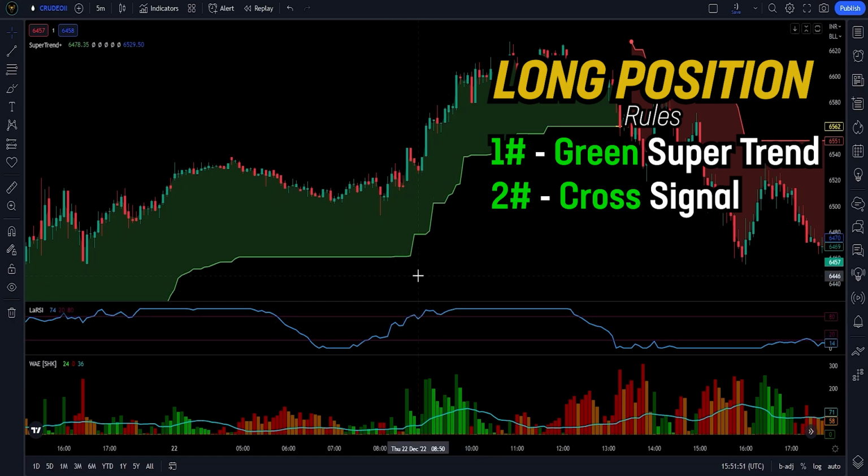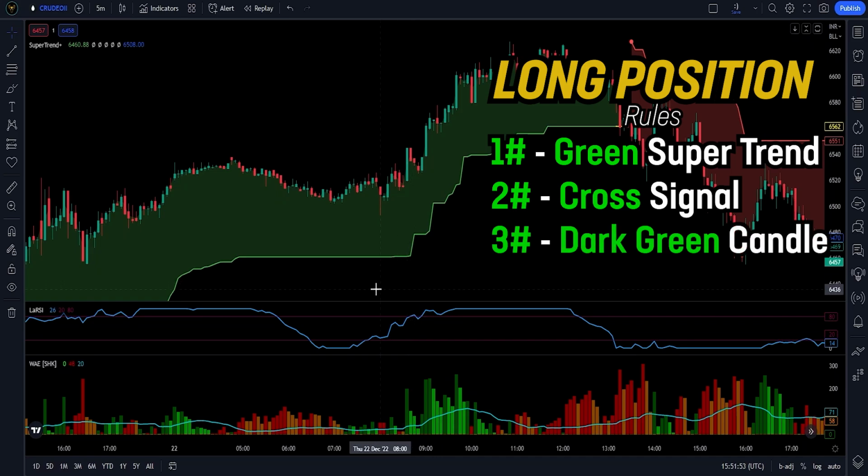Rule number 3, dark green candle and Waddah Attar Explosion indicator. This is yet another confirmation that there are more people buying than actually selling. When the candle is dark green, we know that a lot of people are buying in this market, and that they are buying in large quantities.